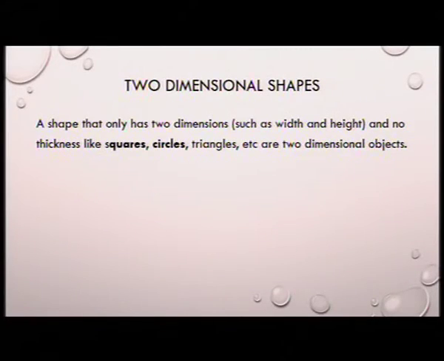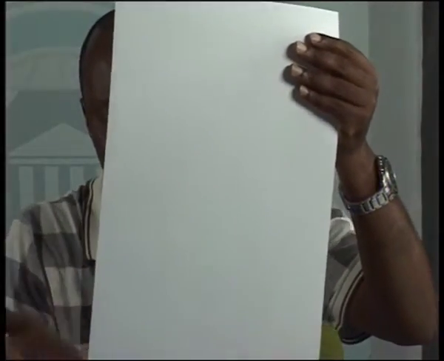Good, let's go now into detail. Two-dimensional shapes, for example, are shapes that have only two dimensions, such as width and length, and no thickness, like squares, circles, triangles, etc. Those are two-dimensional shapes. For example, this paper here is a two-dimensional shape because it only has this length and that width, and that's all. There's no thickness. If it was three-dimensional, it would have another dimension there. So this one is a two-dimensional shape.